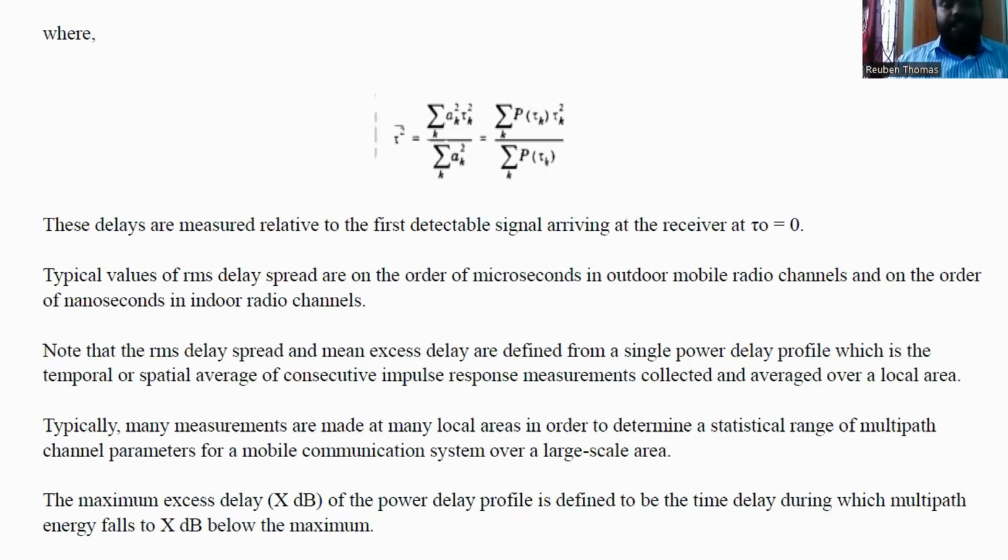Typically, many measurements are made at many local areas in order to determine the statistical range of the multipath channel parameters for a mobile communication system over a large scale area. The maximum excess delay (X dB) of the power delay profile is defined to be the time delay during which multipath energy falls to X dB below the maximum.